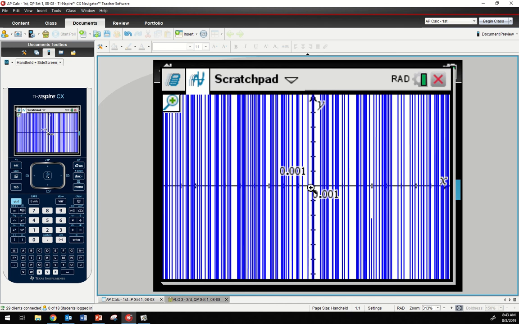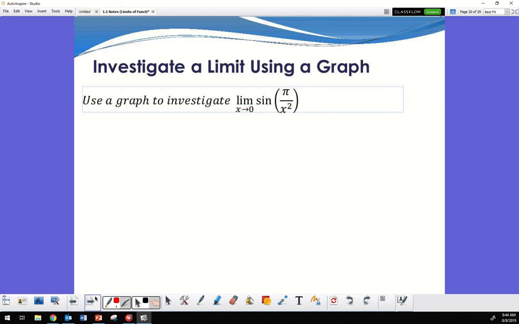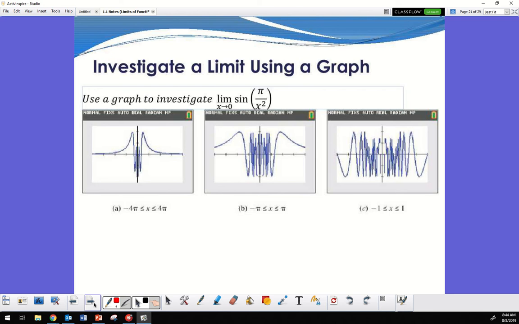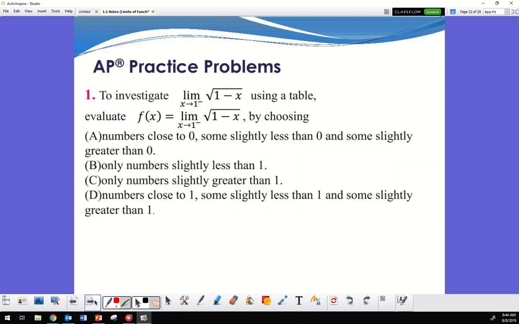So the more that I zoom in, the more it looks just crazy. If I zoomed in continuously on something, I should be getting a number. I should see that the graph is going to something. But in this case, it's just getting more chaotic the closer I get. So the reason that this limit does not exist is because it is oscillating. Okay, so that's what we got.